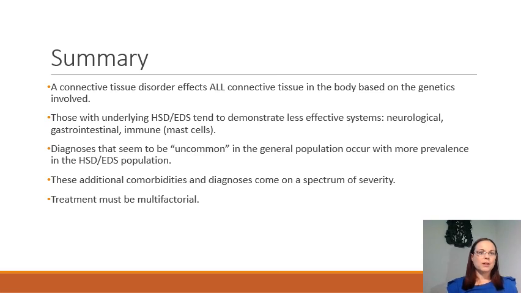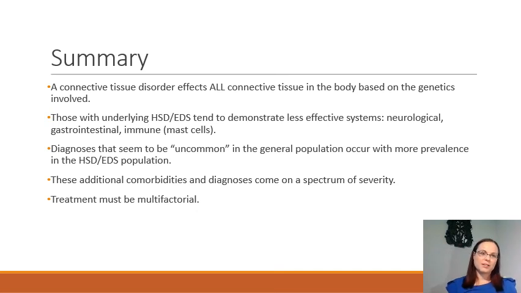So in summary, a connective tissue disorder is going to affect all of the connective tissue in the body. That's based on the genetics that are involved. Those with underlying HSD or EDS are going to potentially demonstrate less effective systems overall, so less efficient neurological, gastrointestinal, and immune systems with the mast cells. The individual is prone to developing what we think of as more serious conditions that we wouldn't typically expect to pop up so often. Diagnoses that seem to be uncommon in the general population occur with more prevalence in this symptomatic hypermobility population.